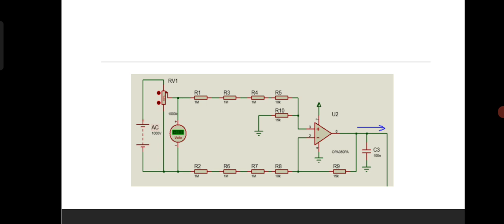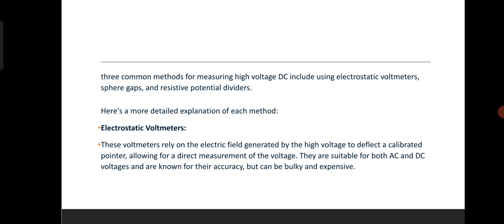Here we can see the circuit of the basic diagram from an AC supply to the resistances with multiple levels which can be changed accordingly, with a total of 10 resistor gaps and an amplifier connected in parallel to a capacitor. These are three common methods for measuring high voltage DC inputs: electrostatic voltmeters, sphere gaps, and resistive potential dividers.